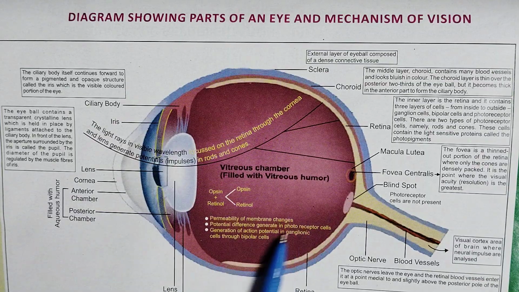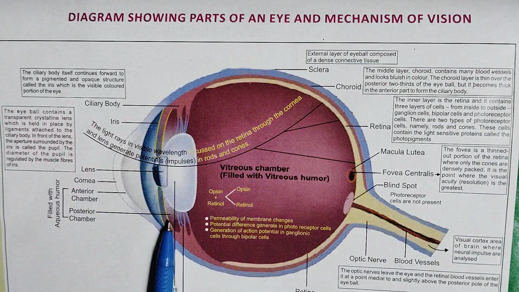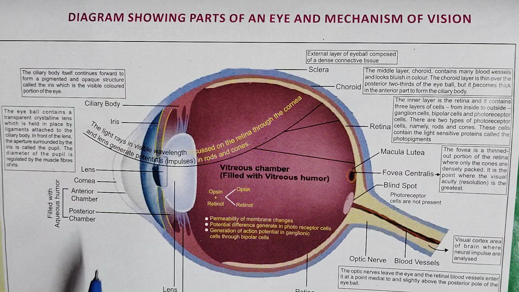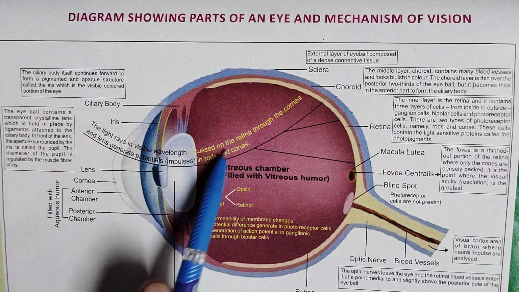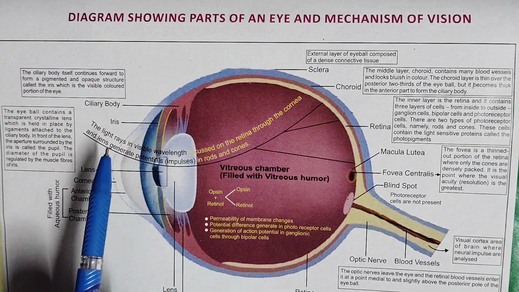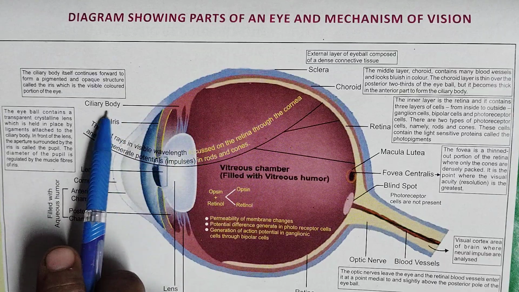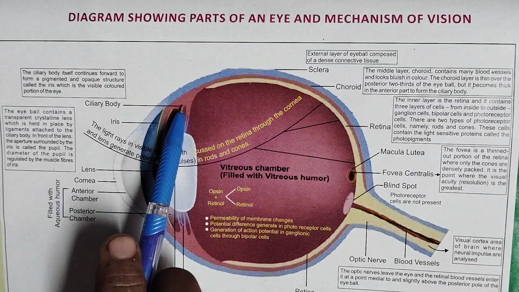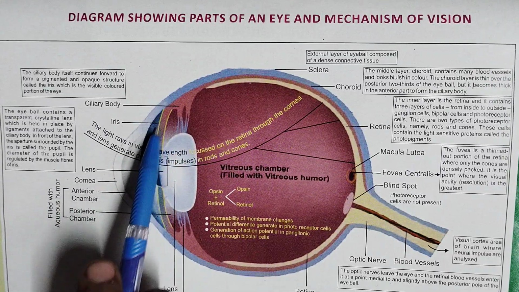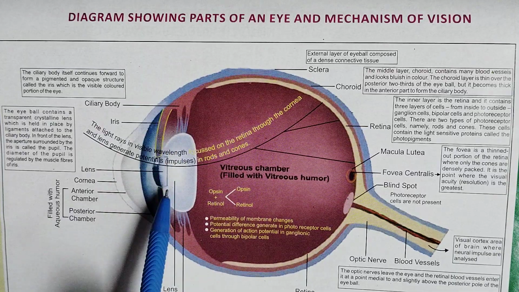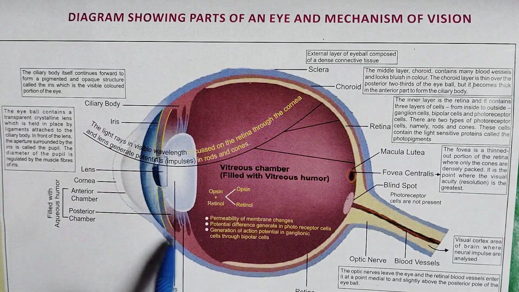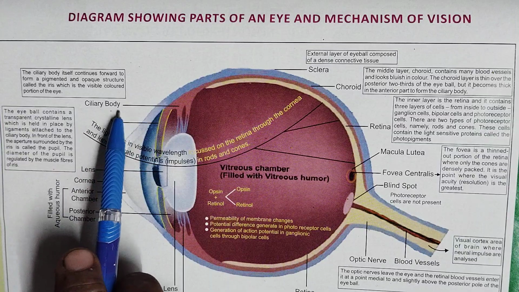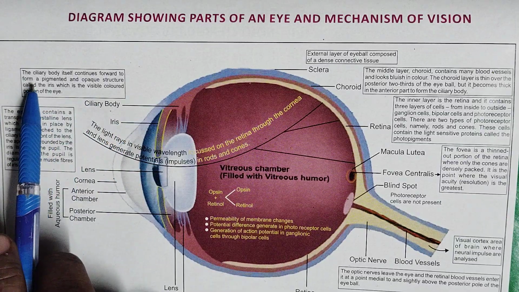Here is a diagram showing parts of an eye and the mechanism of vision. This shape is the eye shape, and the different parts of this eye are mentioned here. First one is the ciliary body. These are ciliary muscles. So the ciliary body is this one, upper and lower. What is the ciliary body?